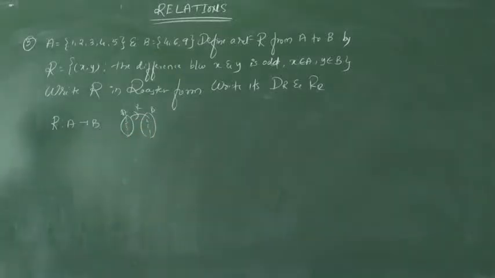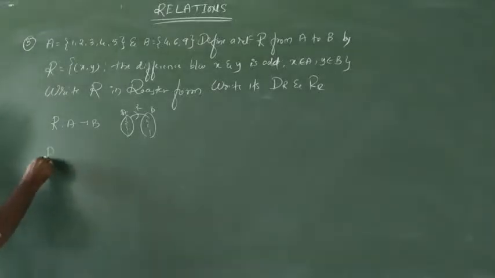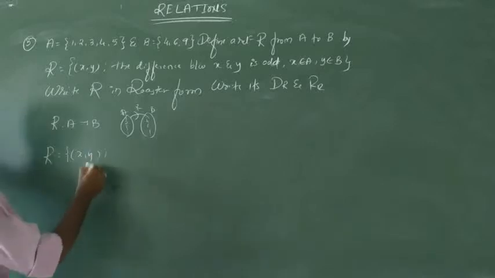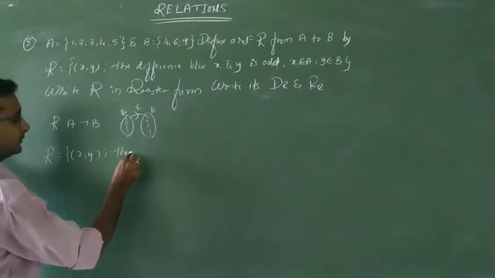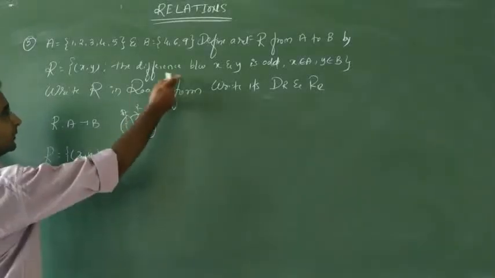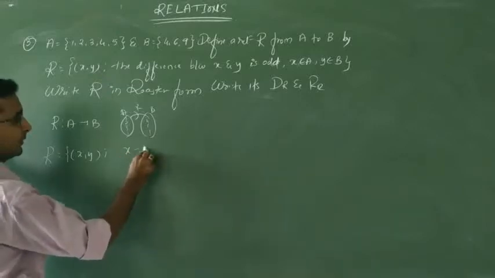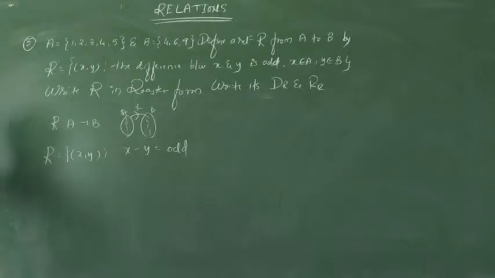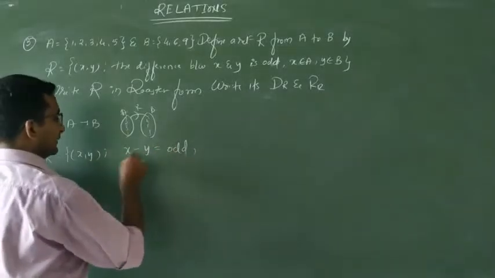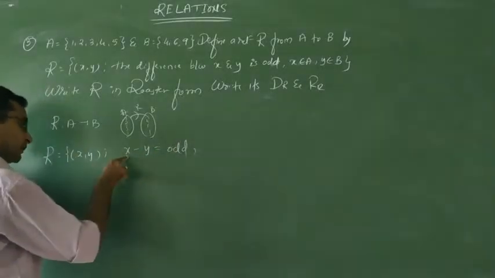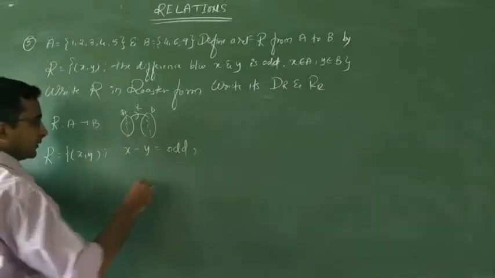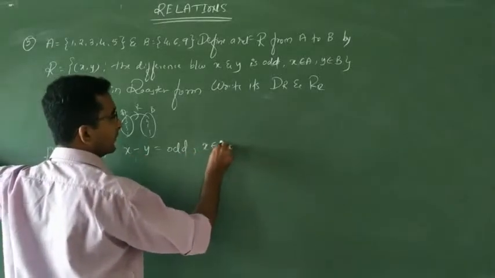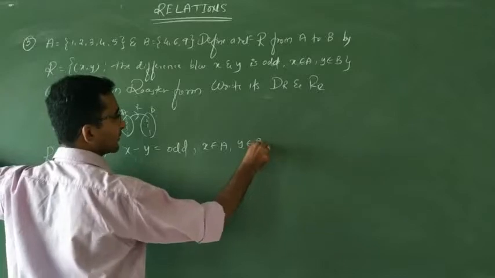Here the relation is R, the pairs (x, y) such that the difference between x and y is an odd number. That means x minus y should give us an odd number, where x belongs to A and y belongs to B.